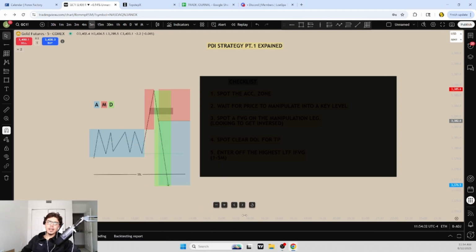So PDI strategy, what is it? It's a pre-distribution inversion strategy. We try to catch the inversion before the distribution leg. So where does that come from? Well, it comes from the AMD model. Why? Because what do we have?